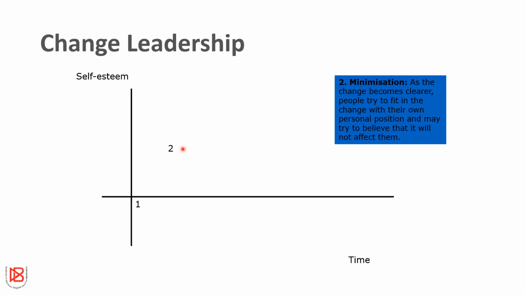Point number two is minimization. Things have moved as far as time is concerned. Self-esteem has improved. This is minimization, and you are not displaying your effort at all. You are just going as the day passes by. As change becomes clearer, people try to fit the change with their own personal position and may try to believe it will not affect them at any cost. This is what minimization is all about.